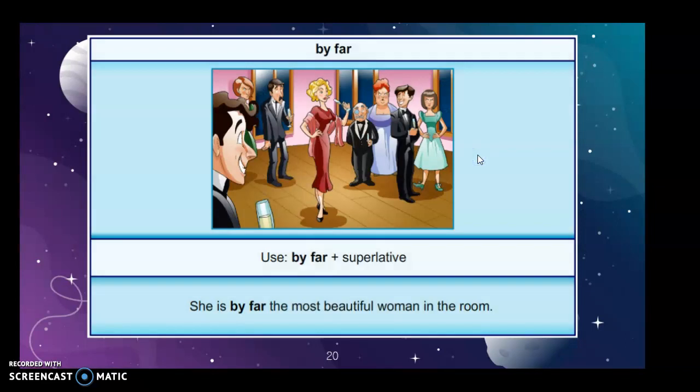Okay, then this is the other little extra that we're going to add to comparatives and superlatives, and that is the use of adverbs to express how different the things are from each other. So in this case, we use by far with superlatives. And here we have the example. She's by far the most beautiful woman in the room. By far is not really necessary. I can just say she is the most beautiful woman in the room, and that's complete. But if you want to express how different she is from the rest, you can use by far.